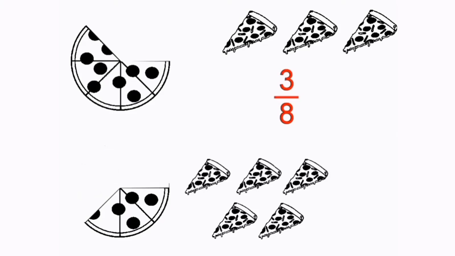Kung papangalanan natin yung binigay kong 5 parts, pwede nating sabihin 5/8. Ang 5 yung binigay natin o tinanggal natin sa buong pizza, at ang 8 yung hati ng ating pizza.